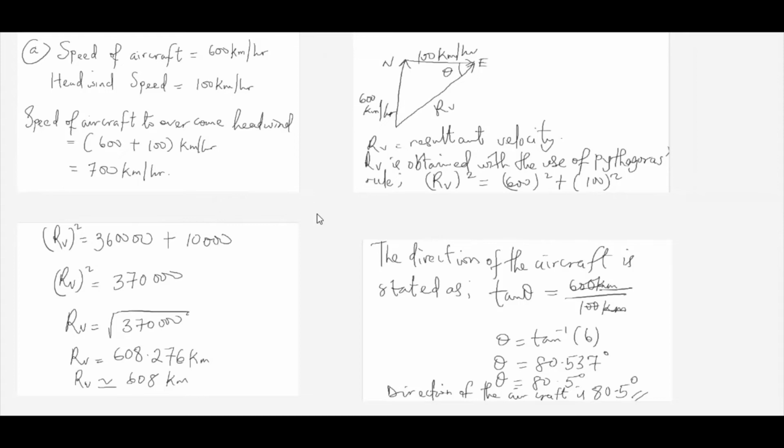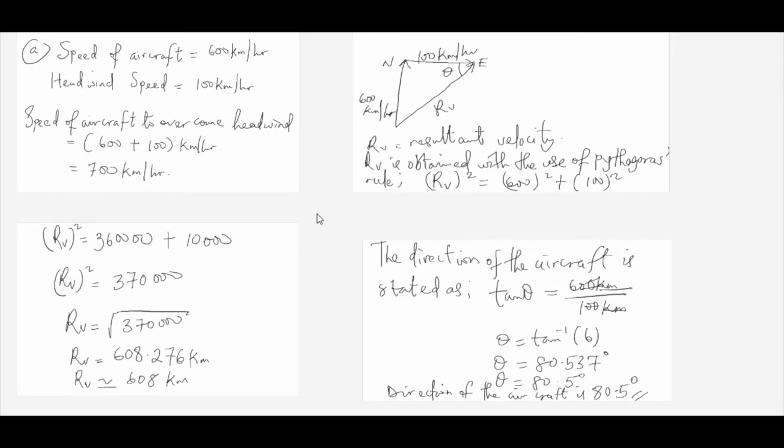Now, for A to be solved, we have the speed of the aircraft to be 600 km per hour. The headwind speed is 100 km per hour. For the aircraft to be able to move through the wind, the aircraft must have a greater velocity over the wind. That means you have 600 plus 100 km per hour, and that gives us 700 km per hour.